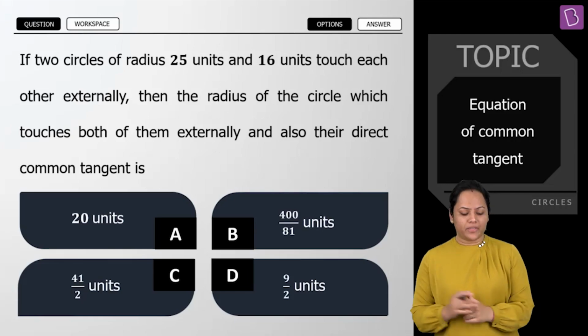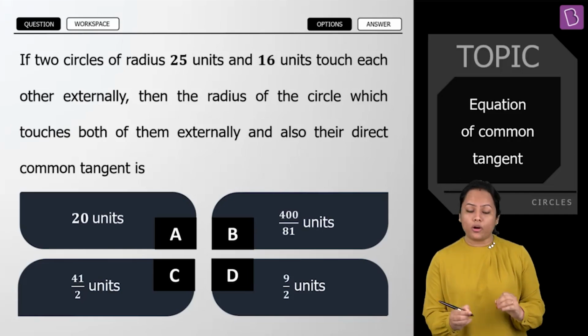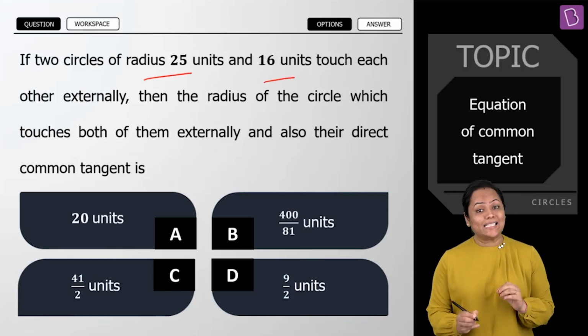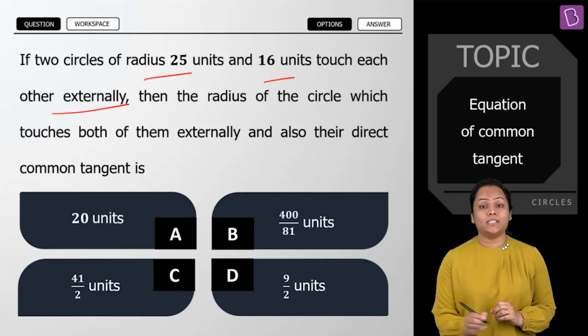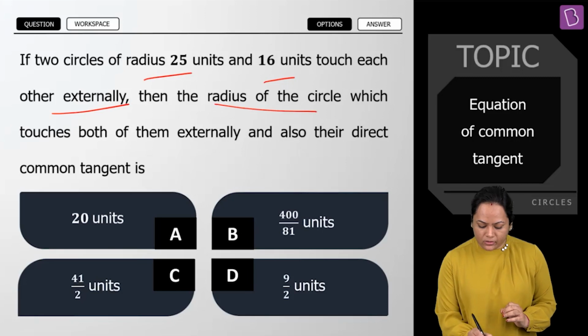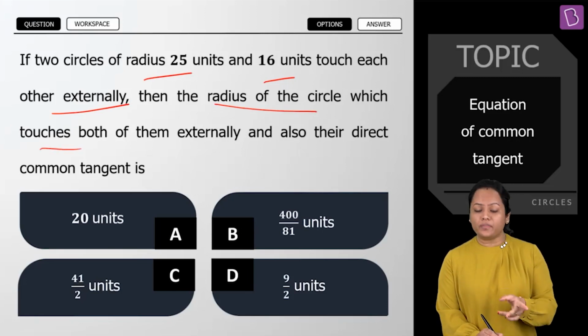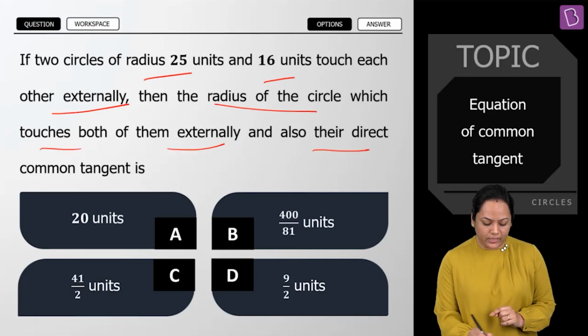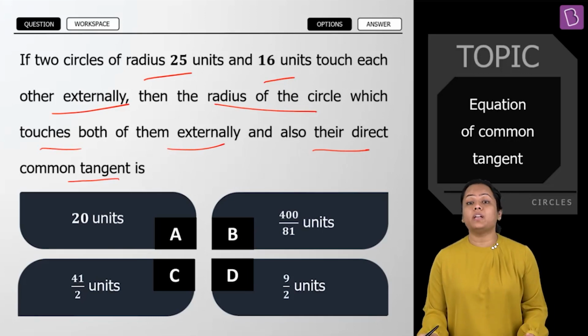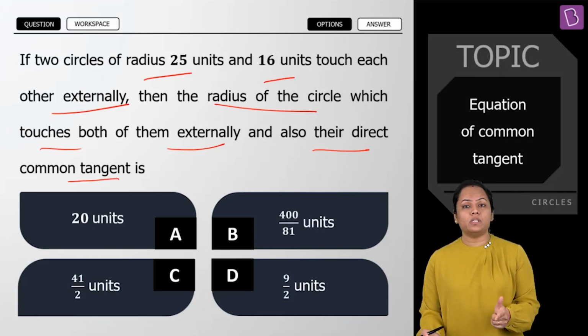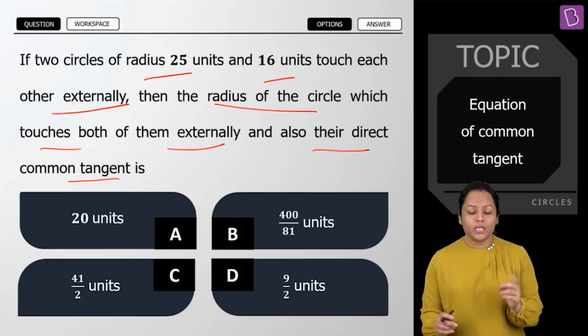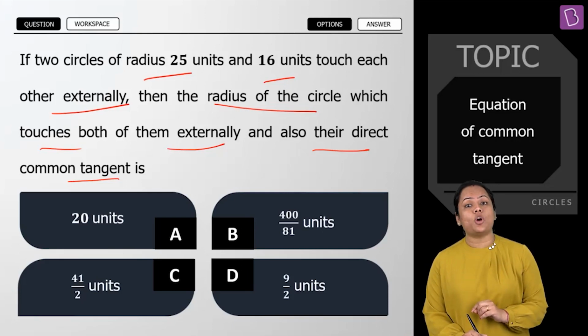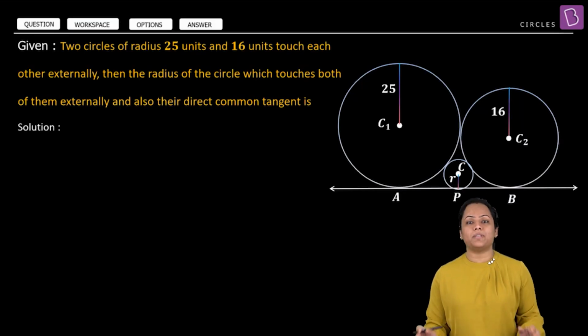Well, in this, what they have given is: if two circles of radius 25 and 16 are touching externally, then what is the radius of the circle which touches both of them externally as well as their direct common tangent? Options are given to us. So I have two circles which are touching externally. I have to find the radius of the third circle which is touching these two circles as well as their common tangent. So the figure will look something like this.